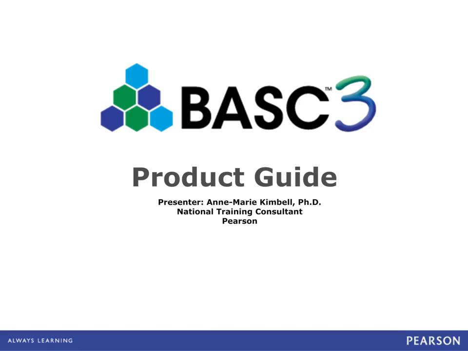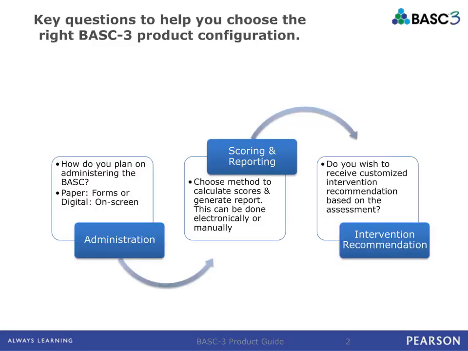My name is Anne-Marie Kimbell, and today I want to provide you some information that should help you when making BASC-3 purchasing decisions. When considering purchasing options, it is helpful to begin by asking several key questions. First, consider how you wish to administer the BASC, either by using paper forms or by administering digitally. Second, you will want to determine which method you want to use to calculate scores and generate the report. Again, this can be done manually or electronically. The third question relates to whether or not you wish to receive customized intervention recommendations based on the assessment results. We will look at each of these questions in more detail next.